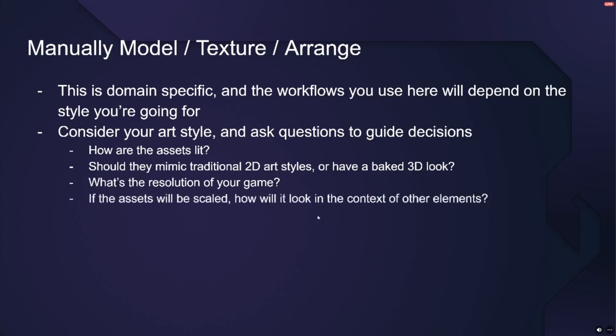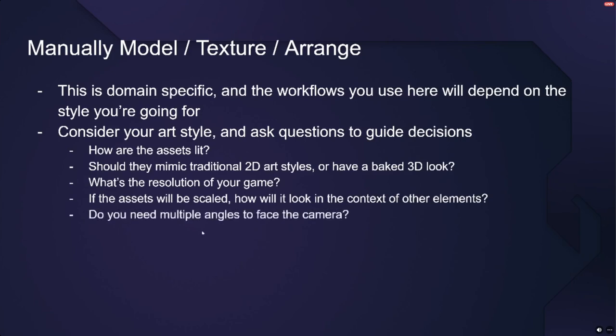If the assets are going to be scaled, how will it look in the context of other elements? For example, in Duke Nukem 3D, there would sometimes be a texture that was super detailed, but it wasn't detailed. It was just shrunken, and it kind of disagreed with everything around it. It kind of jarred a bit.